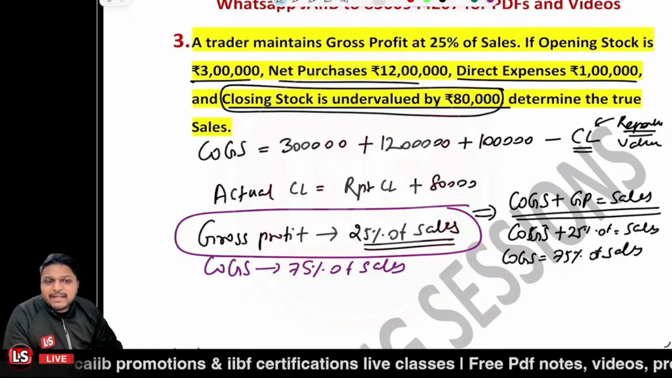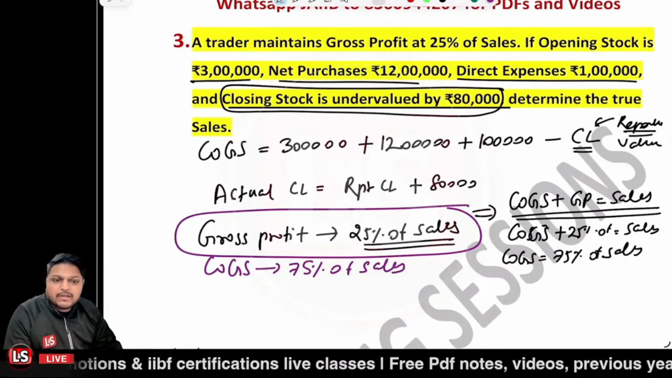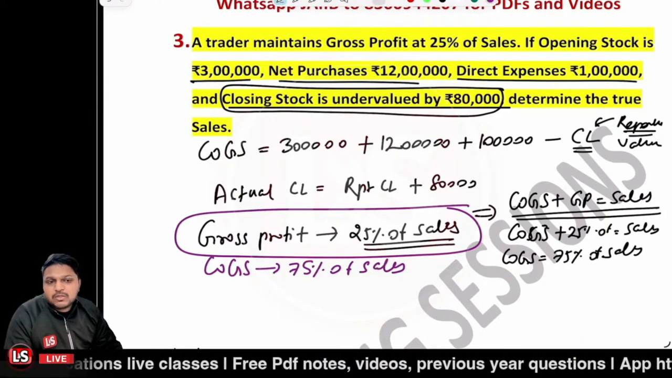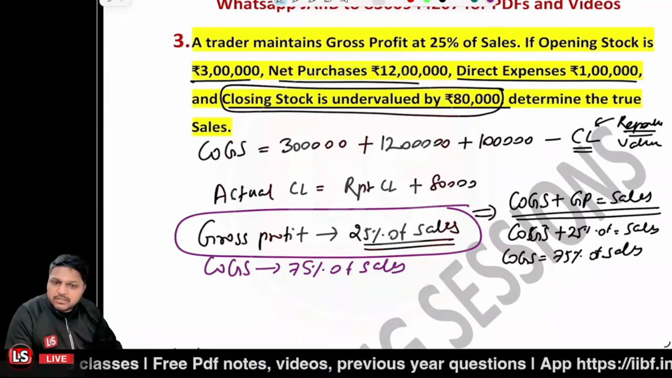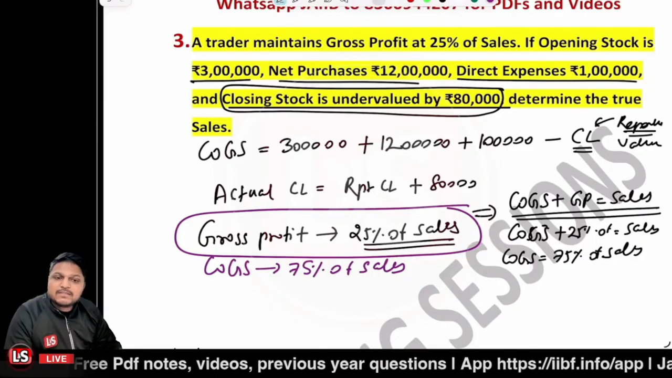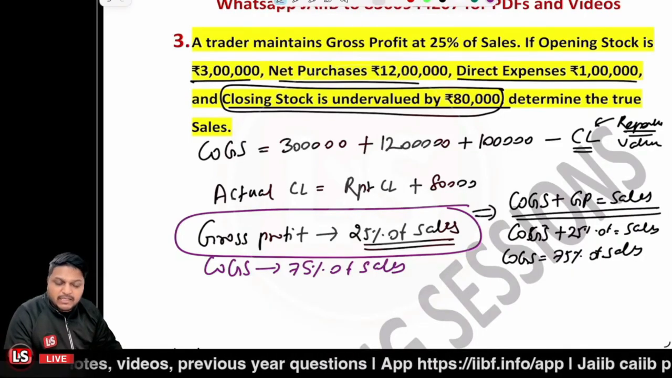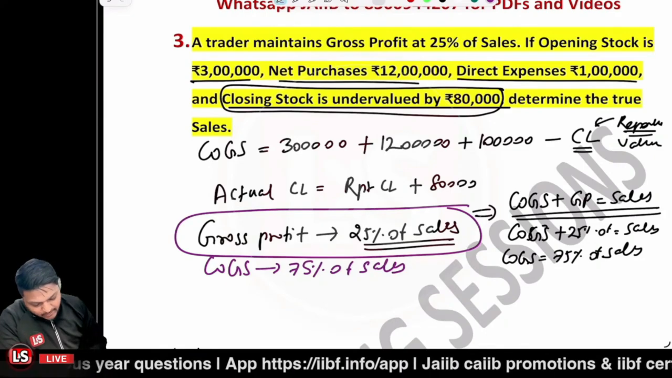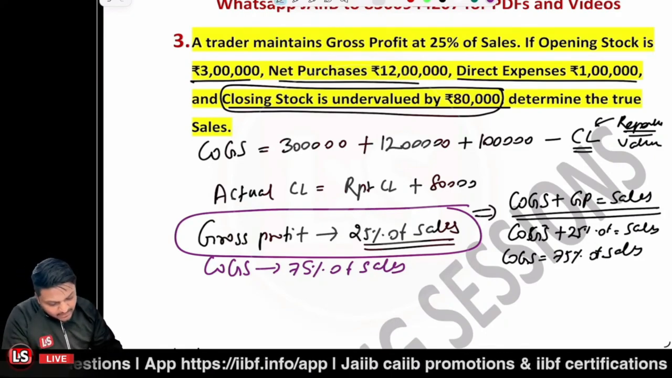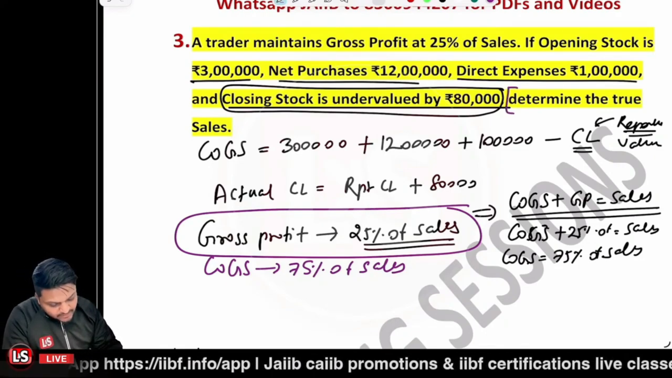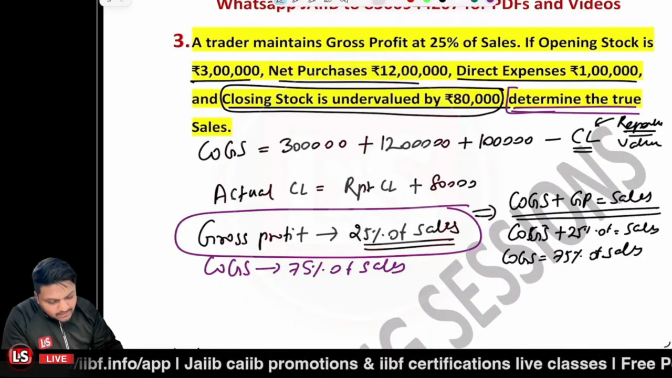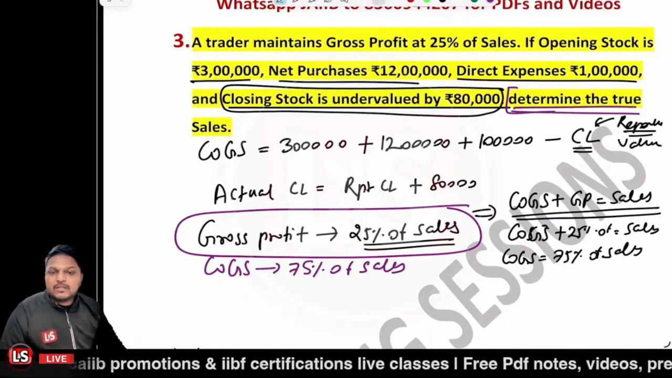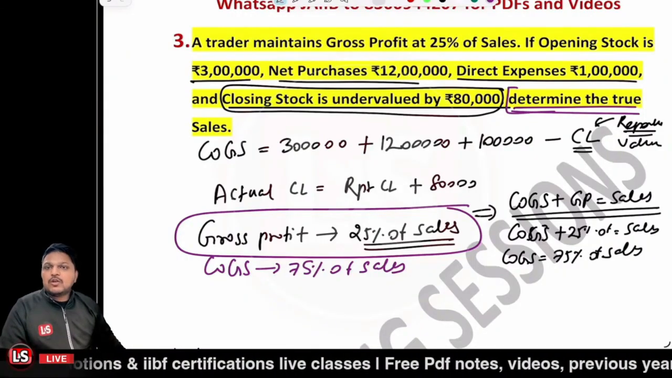So if we are to correct the value, we can easily calculate the same. After correcting the closing stock, cost of sales is reduced by 80,000, which means the gross profit is increased and sales proportionately increased, right? That is the main funda related to it. We were asked to determine the true sales here. So kindly please confirm if you have understood the logic so far.